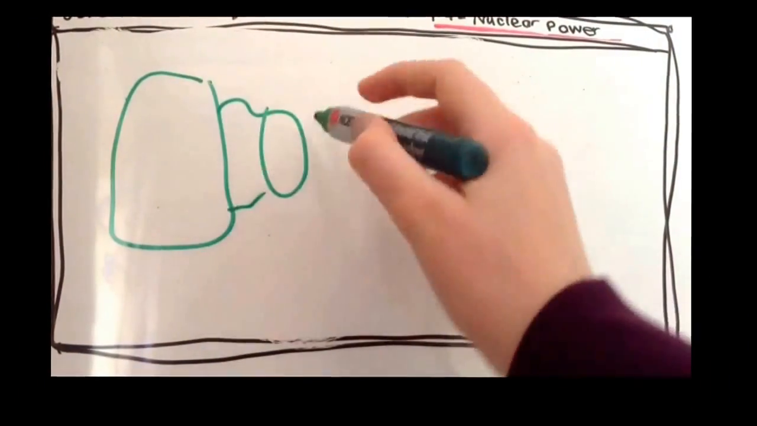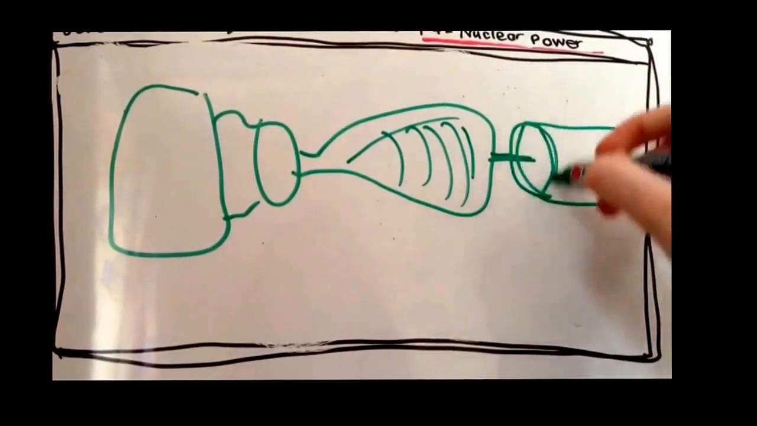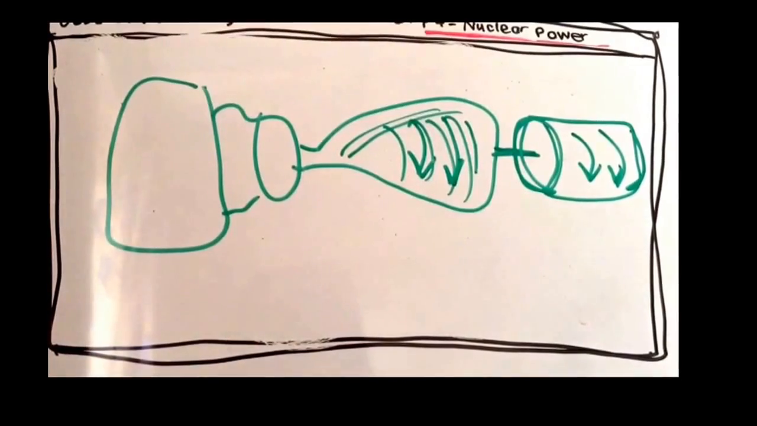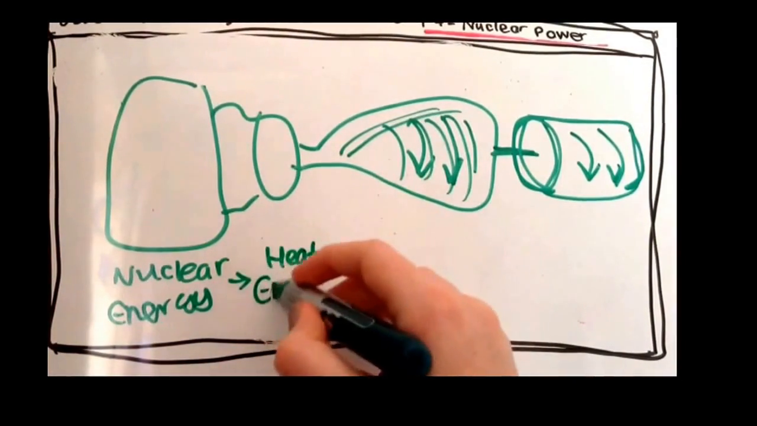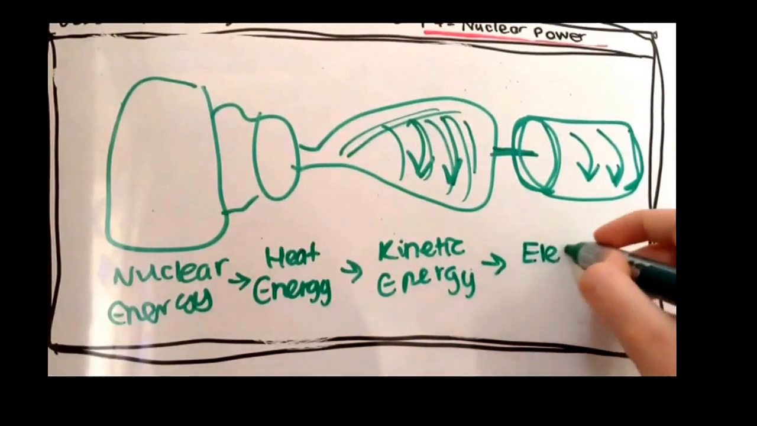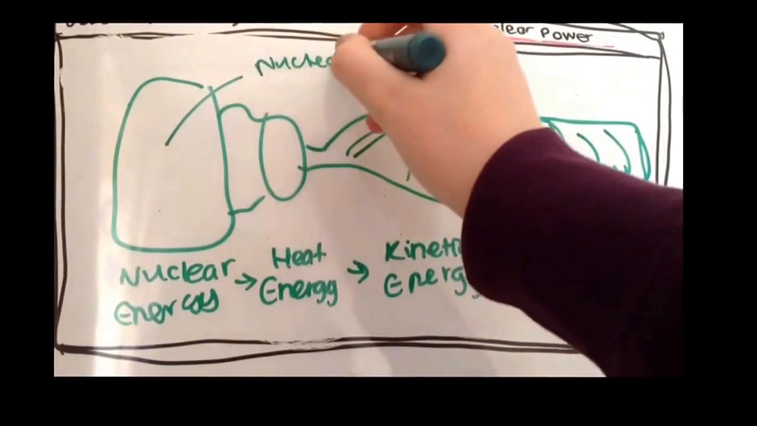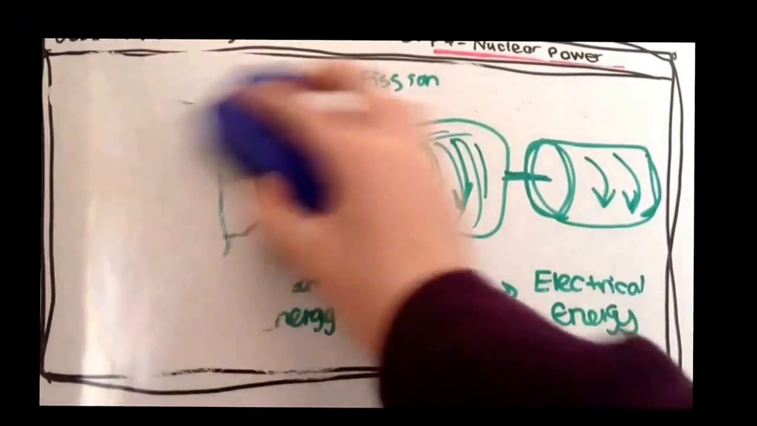So, looking into power stations, they are powered by nuclear reactors. The first thing on your left is a nuclear reactor, and in here there's a controlled chain reaction which takes place, in which they split up uranium or plutonium atoms, and this releases energy in the form of heat, and this is nuclear fission. And as you see, this goes into the turbine, making kinetic energy, into the generator, making electrical energy.